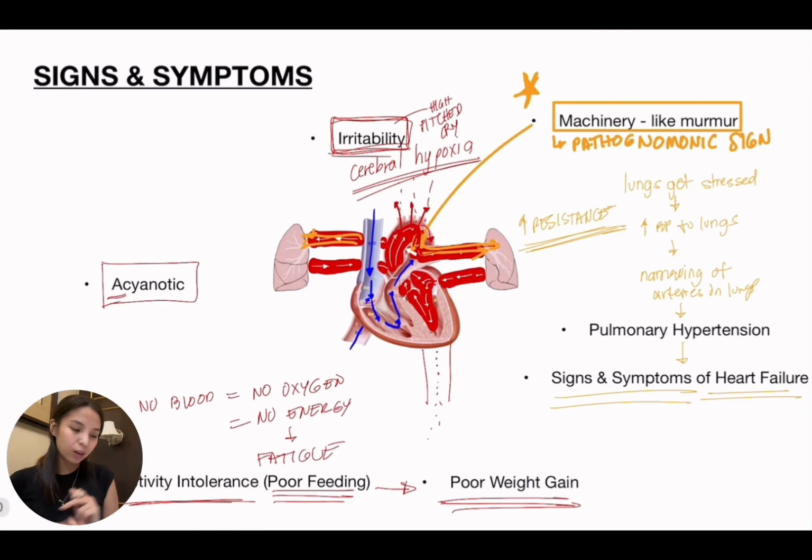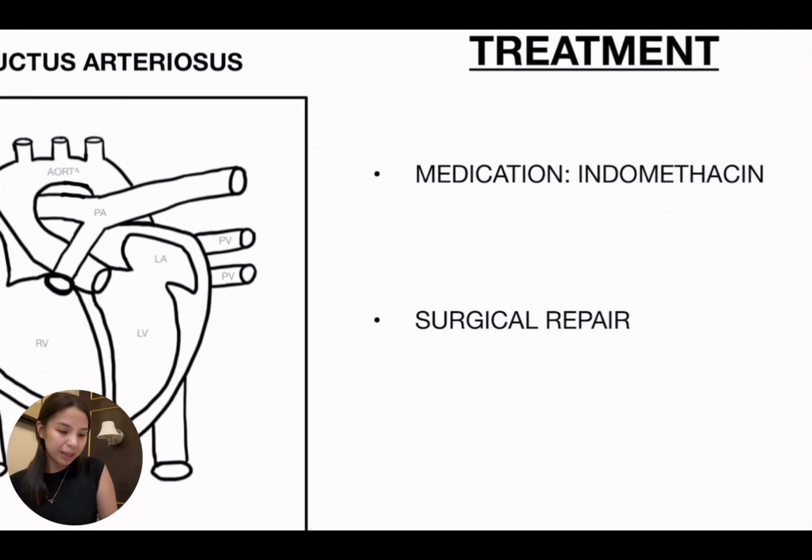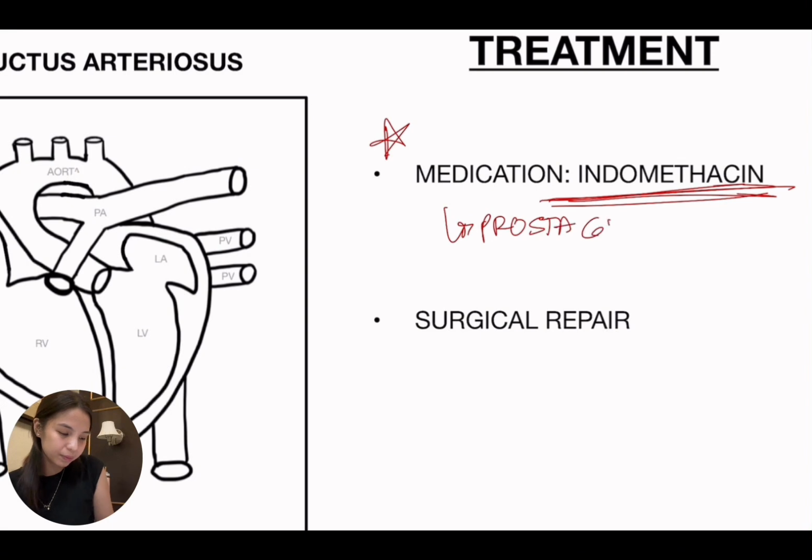Next, let's take a look. Especially the machinery-like murmur in patent ductus arteriosus. Because of that gushing of blood through the small ductus arteriosus, there is a machinery-like murmur that you will hear when you listen through a stethoscope. Let's look at the treatment. Our medication, put a star again beside this, indomethacin. That is a prostaglandin inhibitor.